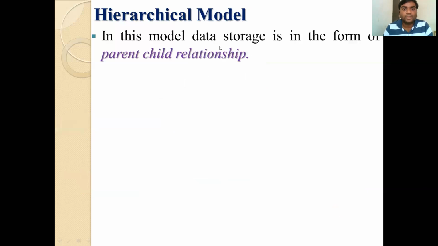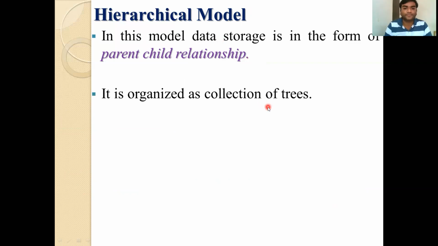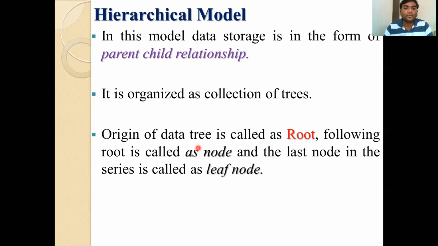In the hierarchical model, data storage is in the form of parent-child relationship. The data represented in this model is in the form of parent-child relationship. From the diagram, you can see that the data is organized as a collection of trees. So the data organized in the hierarchical model is in the form of a tree-like structure. The origin of the data tree is called a root. As you can see in the diagram, the origin of the data tree is called a root.